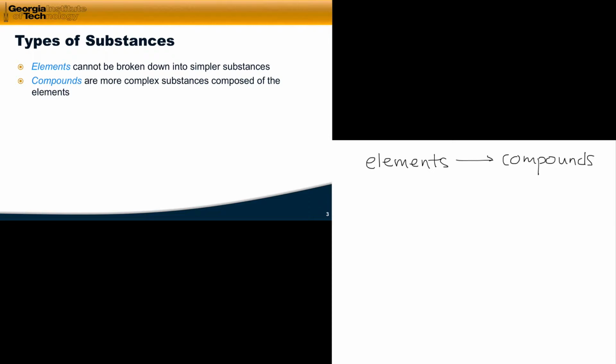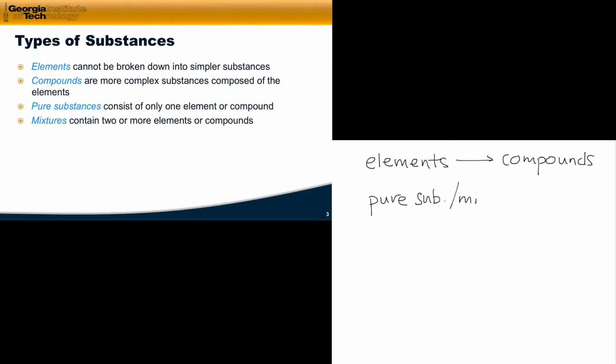So this idea that elements, the simplest substances, can be combined to form compounds was well established at the beginning of the 19th century. Pure substances consist of only one element or compound. And we can contrast pure substances with mixtures, which contain multiple pure substances. A mixture is a collection of more than one element and/or compound.